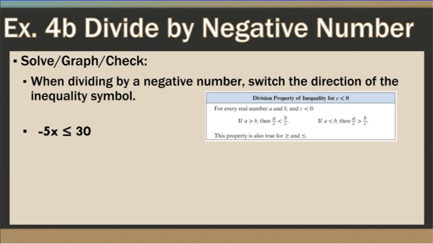And the next one here. Negative 5x is less than or equal to 30. Divide by negative 5. So x is now greater than or equal to negative 6.